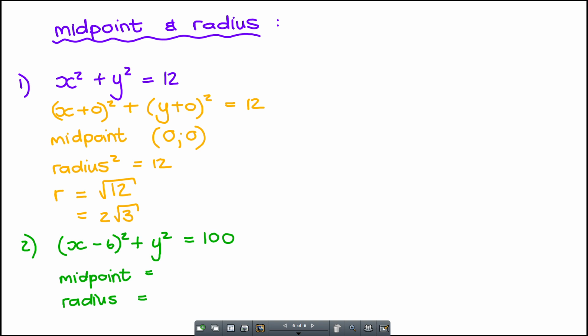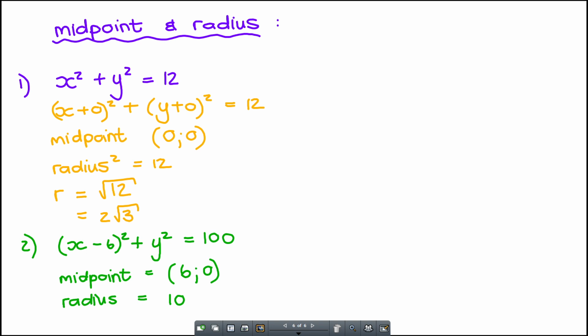Okay, so what is the midpoint here? The midpoint is going to be x is 6, and y is 0. And then the radius would be 10, because 10 squared gave me the 100. Now, you guys good? Okay, now we're getting to the one where we've got to complete the square.